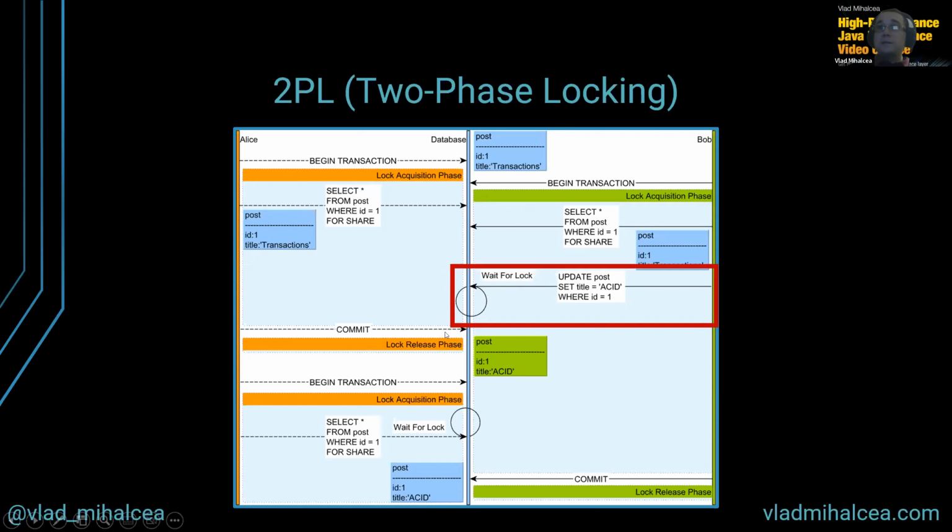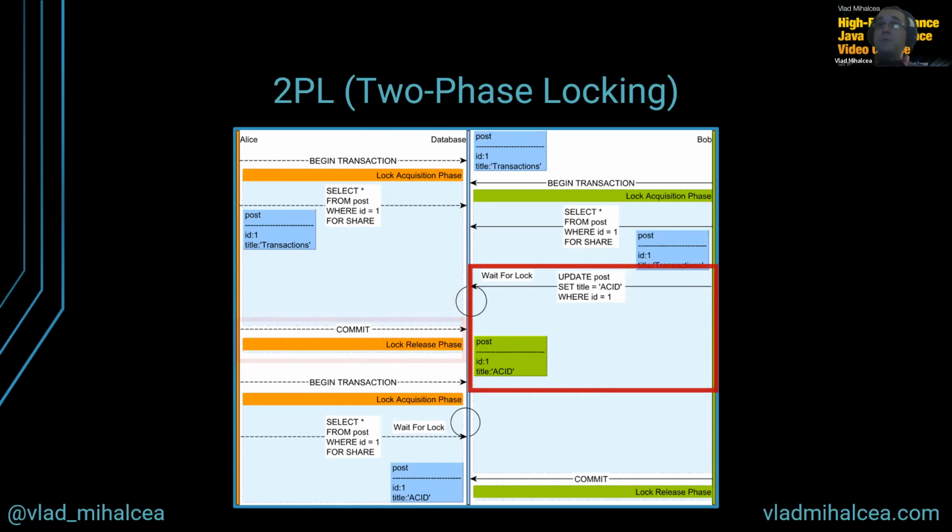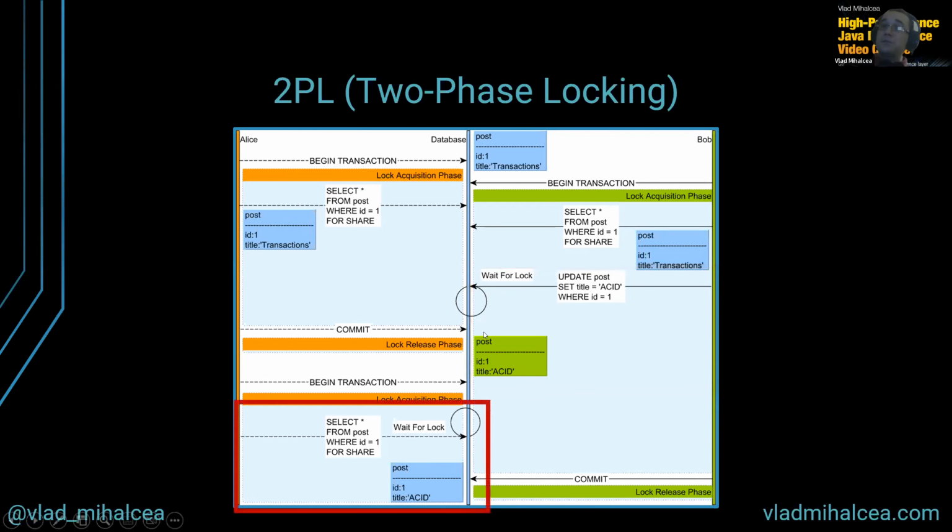So after commit, Alice releases the lock, and now Bob's update can proceed. Before he does the update, he acquires an exclusive lock. And if Alice starts a new transaction and wants to read, applying a read lock on the record, she will block until Bob releases that lock. So that's exactly how two-phase locking used to work.